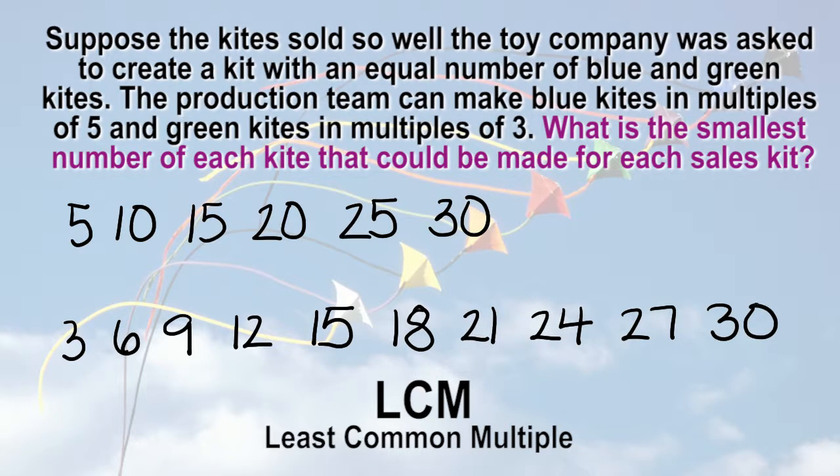Notice that the two numbers share multiples of 15 and 30. 15 is the least common multiple. The smallest number of each kite that could be made for each sales kit is 15.